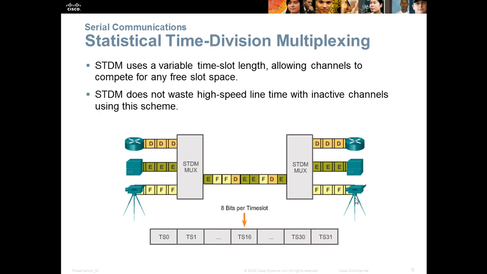We also have statistical time division multiplexing, or STDM. Statistical time division multiplexing uses variable time length slots, allowing channels to compete for any free slot space. Using this scheme, statistical time division multiplexing does not waste high-speed line time on inactive channels.